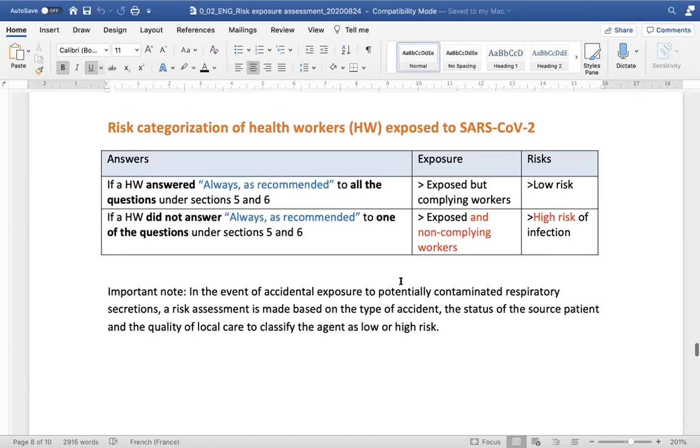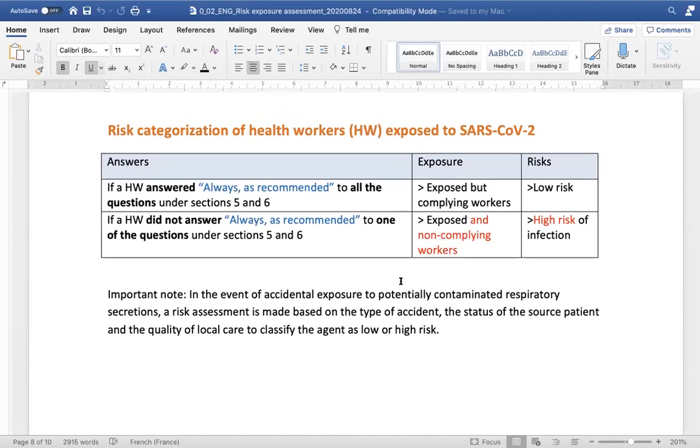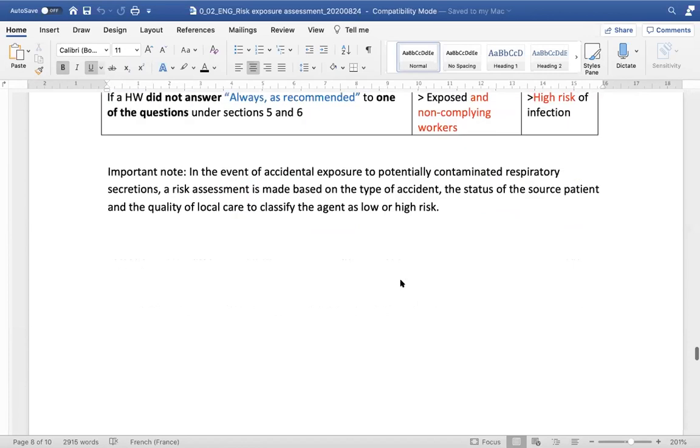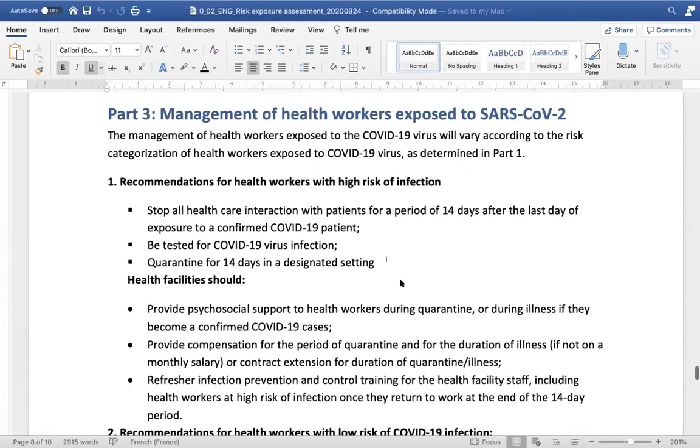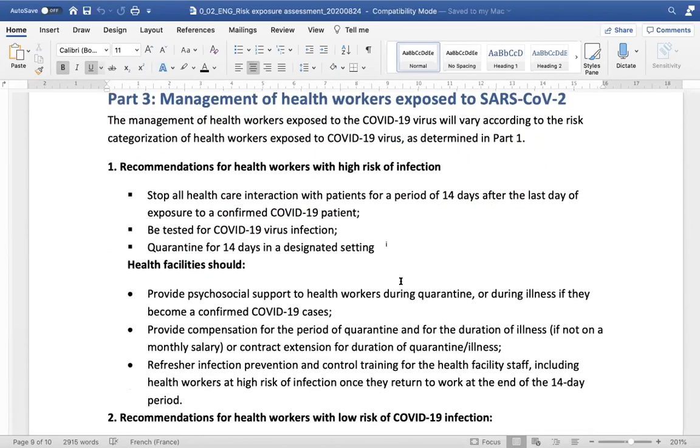So what do we do about our low risk and high risk patients? Kindly scroll down, Nancy. So those who are at high risk of infection should stop all healthcare interactions with patients for a period of 14 days after the last day of exposure to a confirmed case. Then for a confirmed COVID patient, they should be tested for COVID and get quarantined for 14 days in a designated setting.